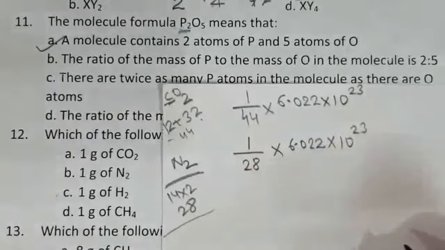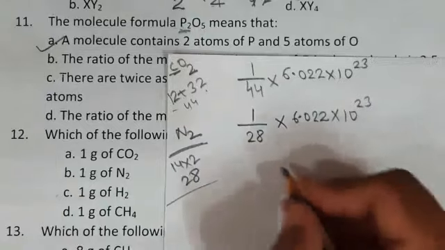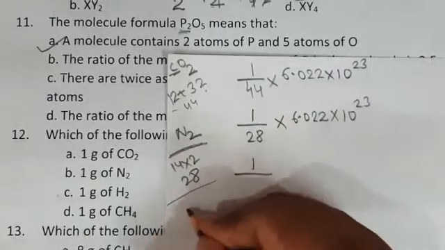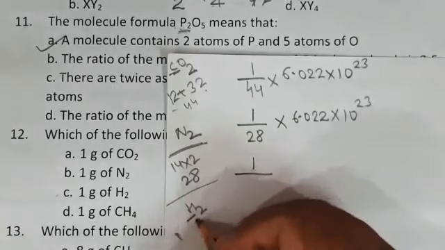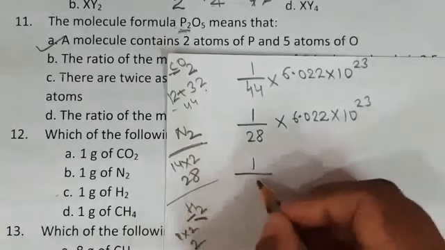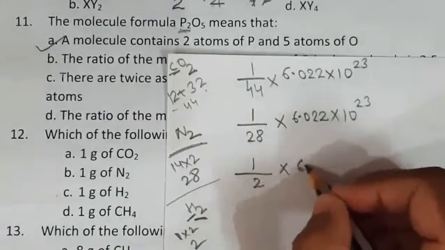Calculate for the third: 1 gram of H2. Given mass is 1, H2. What is the molar atomic mass of hydrogen? 1. 2 hydrogen are there. So 1 into 2, 2. So 1 divided by 2 into Avogadro's number.